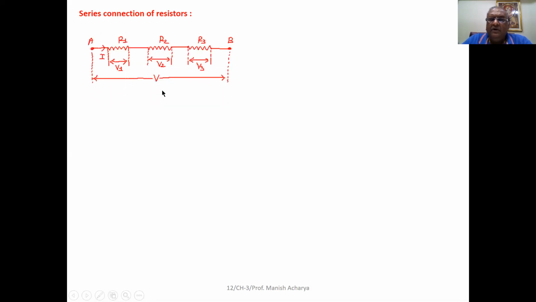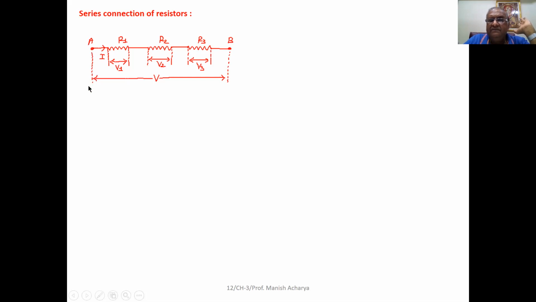Now, next topic, that is series connection of resistors. When resistors are connected between two terminals A and B as shown in the figure, then this connection of the resistors is called series connection, in which current has only one path to flow from A to B. So in series connection of resistors, the current through each resistor will be the same.